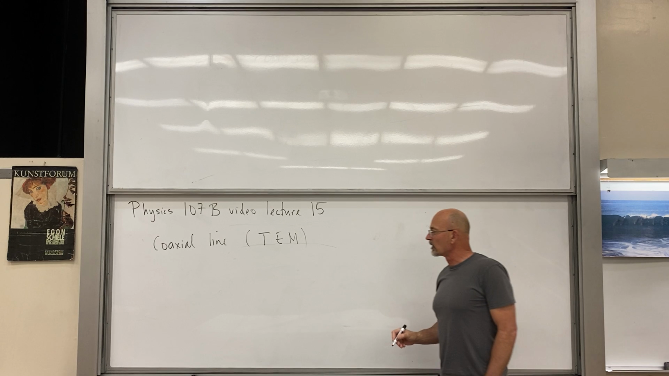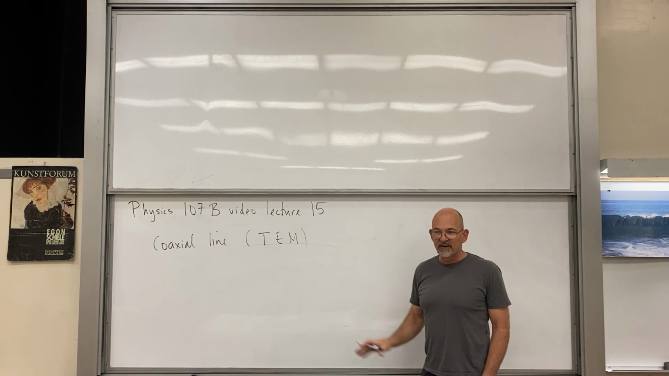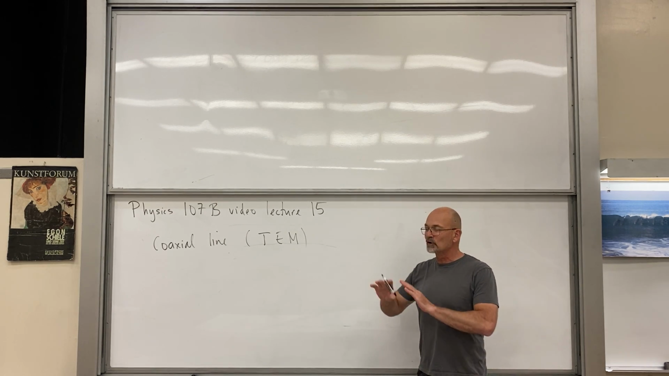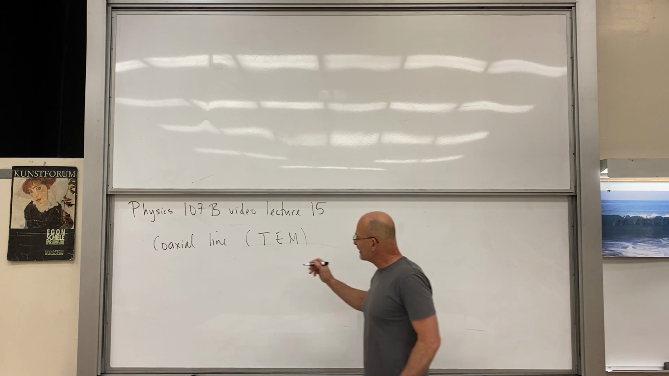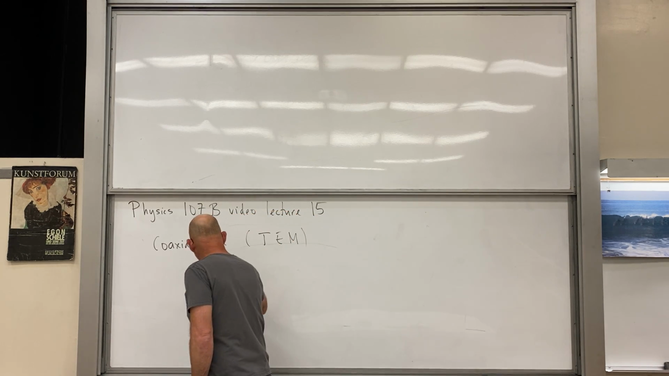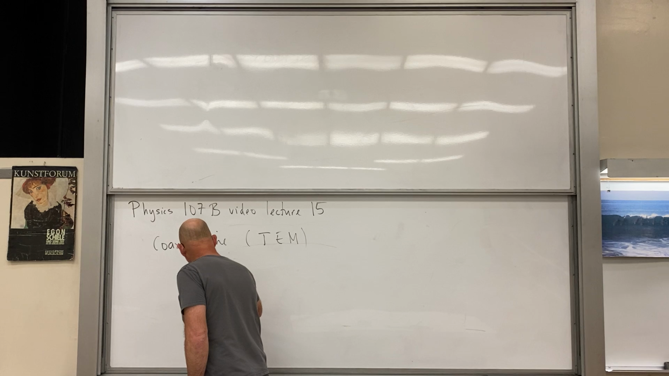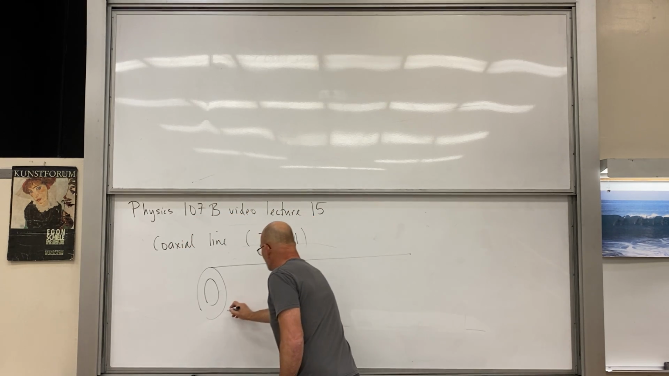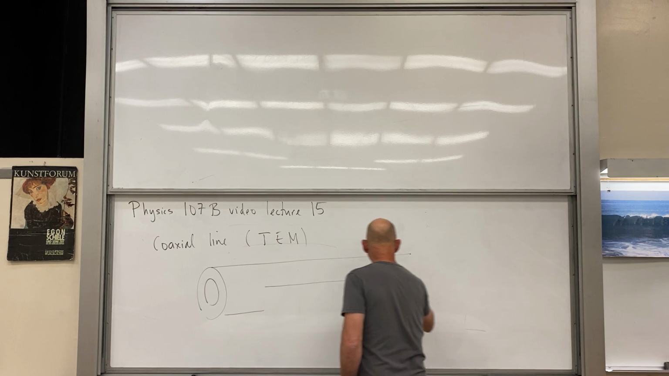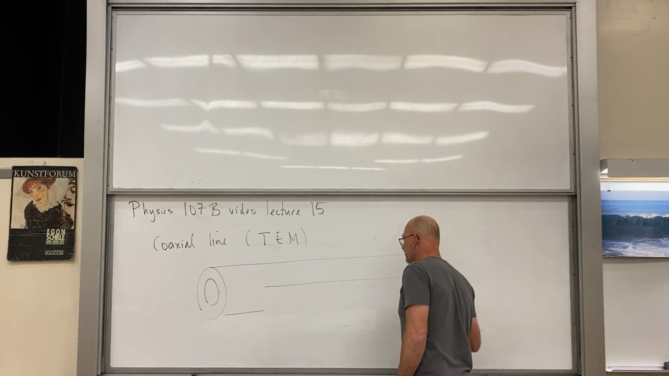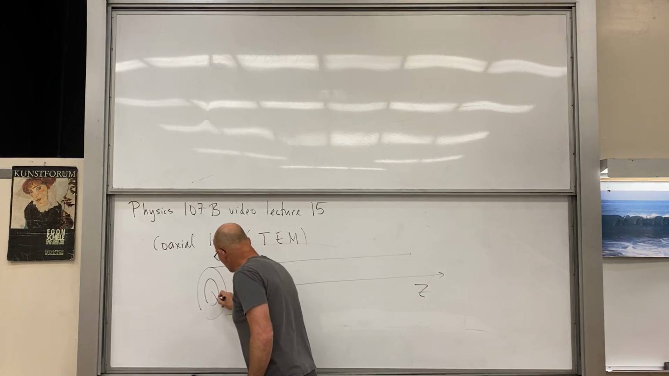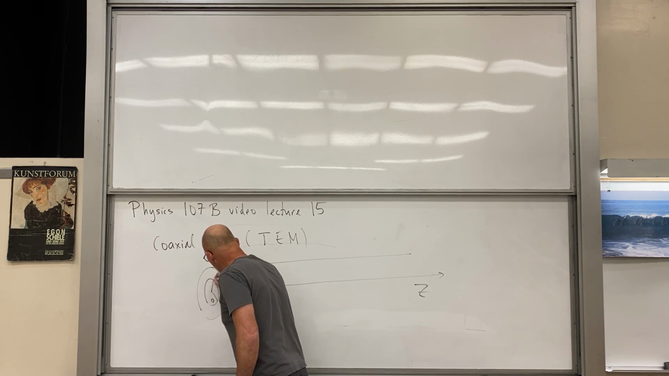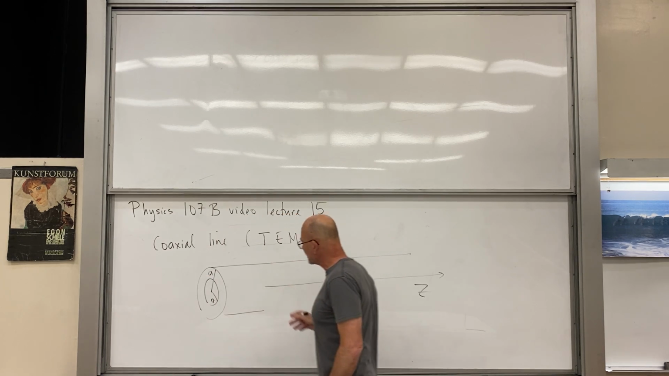And we're looking for modes that don't exist just in a circular tube. The reason being that, let's go ahead and set this up here. So we've got our coaxial line here. Here's our z-axis. Radius A inside, B outside. Perfect conductors as before.